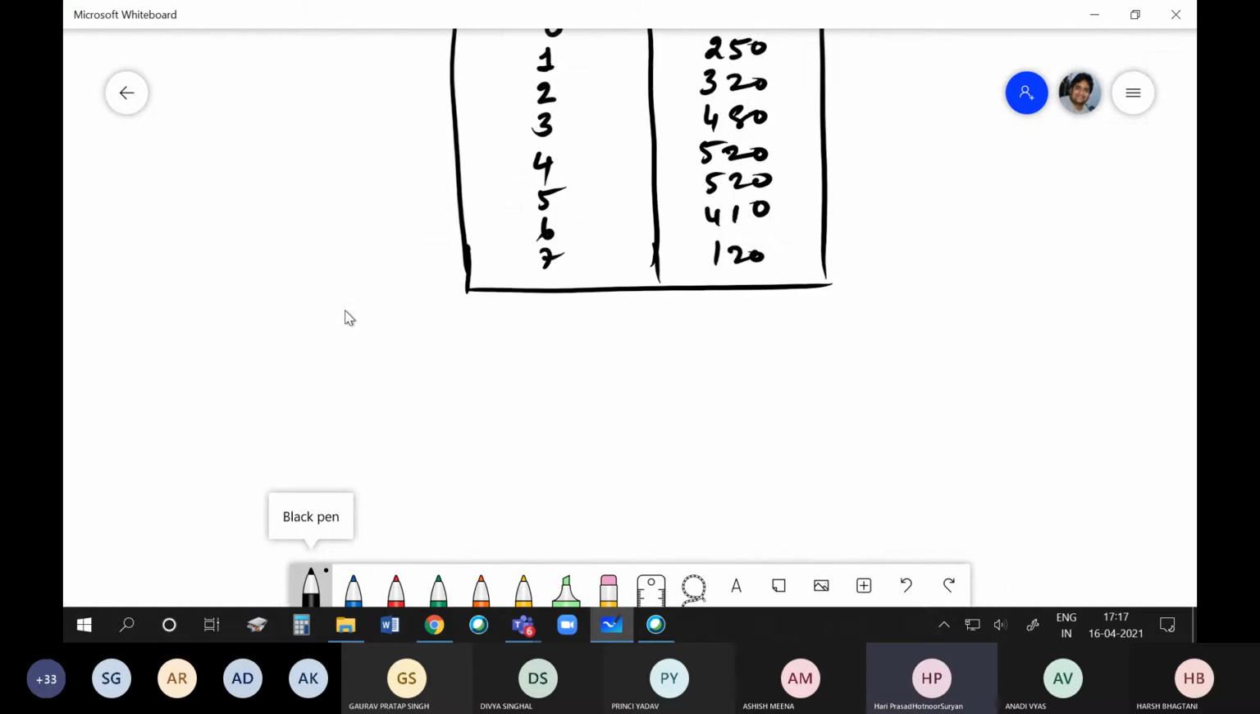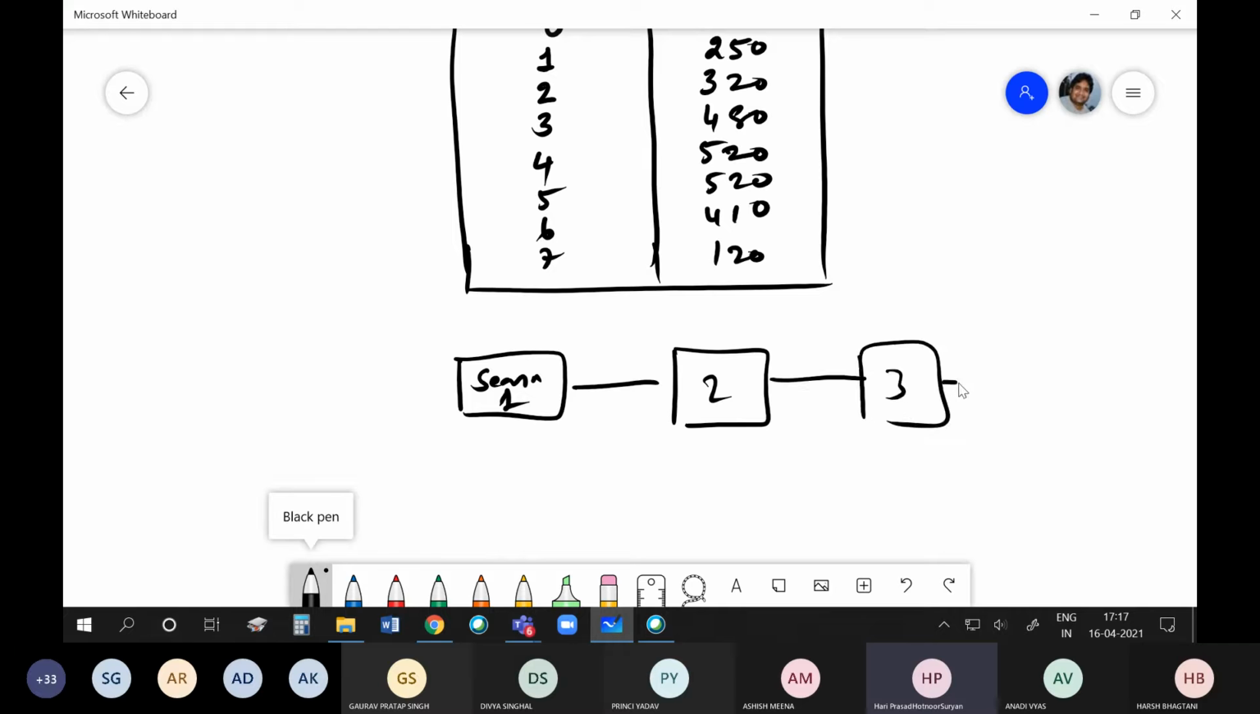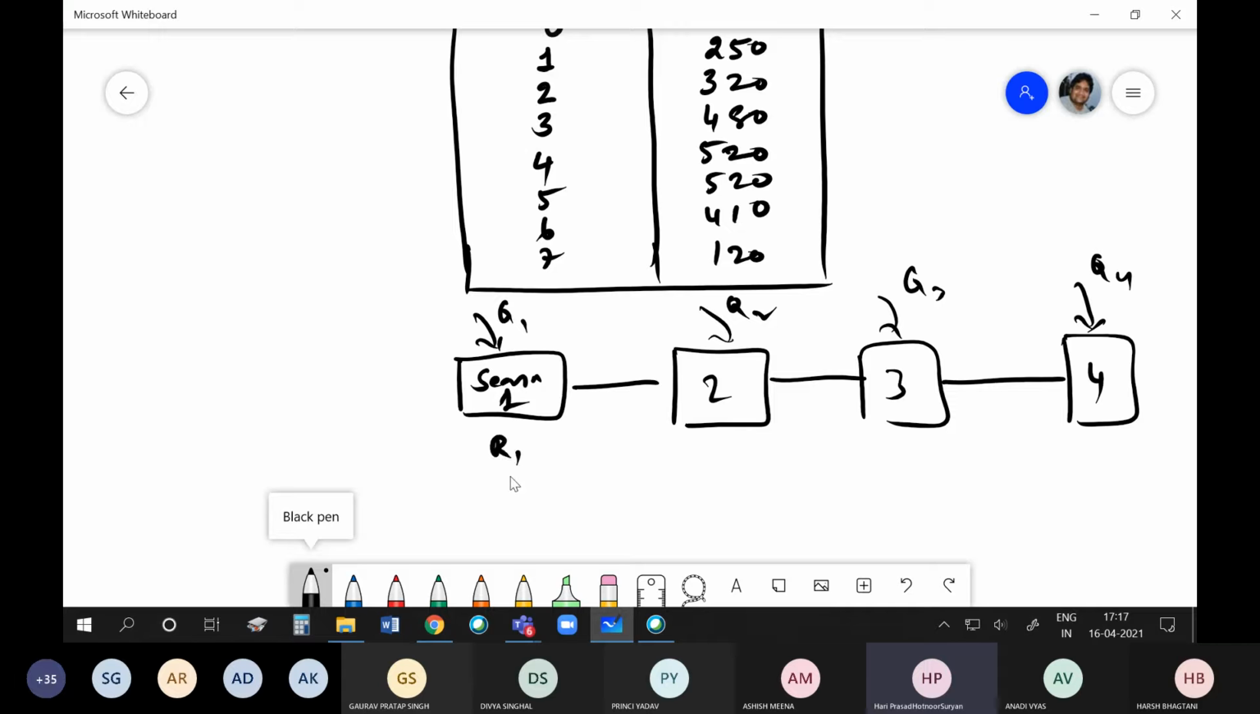So the question is, let us say I have 4 seasons, season 1, 2, 3 and 4, and in each season there is a certain inflow coming into the reservoir, that is Q1, Q2, Q3, Q4, and I have to release in each of these. Let us say my release is R1, R2, R3, R4.